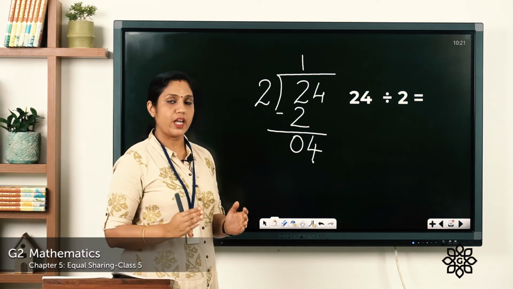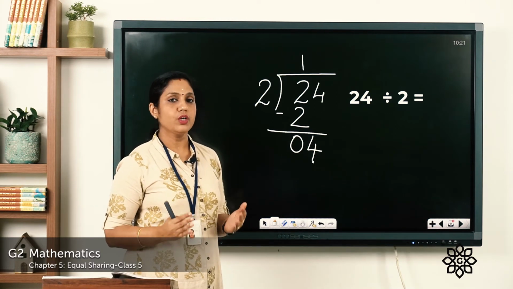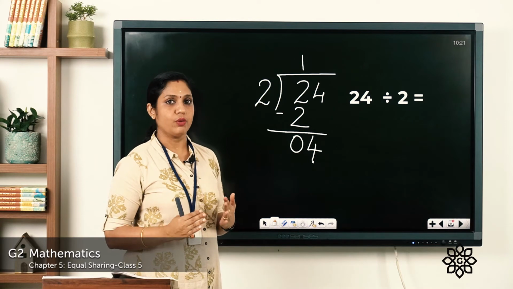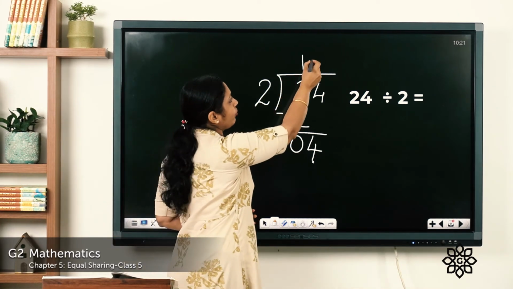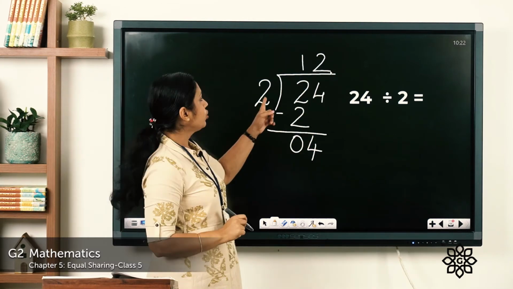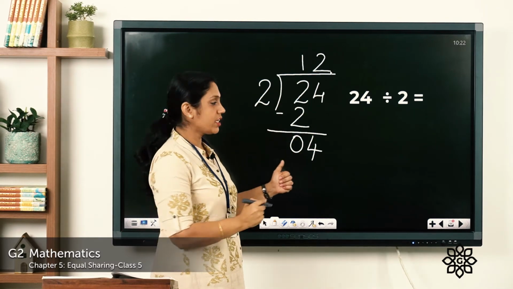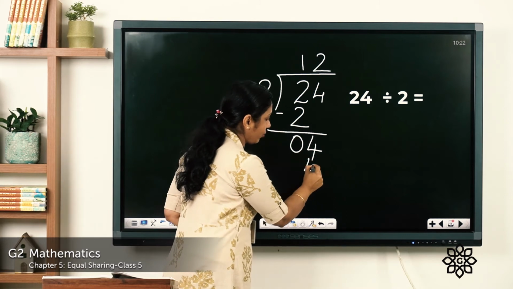So how many times in the 2's table you get the number 4? 2 ones are 2, 2 2's are 4. So what is it? 2 2's. And where should you write the 2? On top of the ones place. 2 2's are 4. That answer you have to write under this 4.